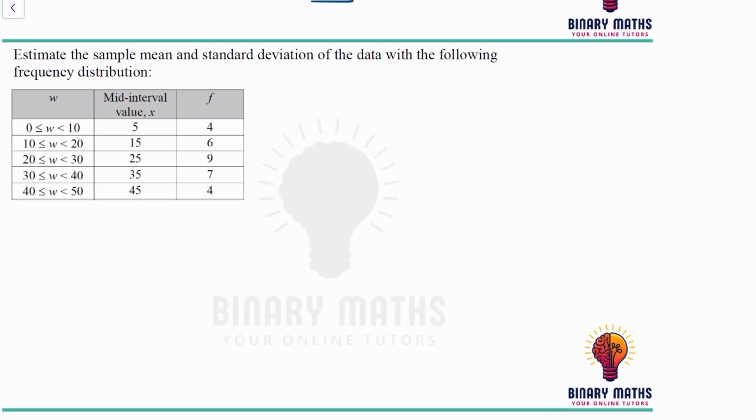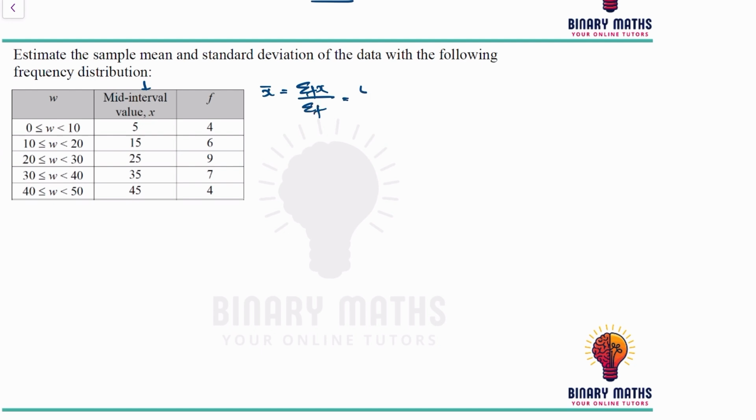Okay, next one. This is a group frequency table, so we need to work out the midpoint. So in this example, the mid-interval value has already been worked out. So this is x and our frequency is f. Estimate the sample mean and the standard deviation of the data with the following frequency distribution. So again, x bar is equal to the sum of f x over the sum of f.